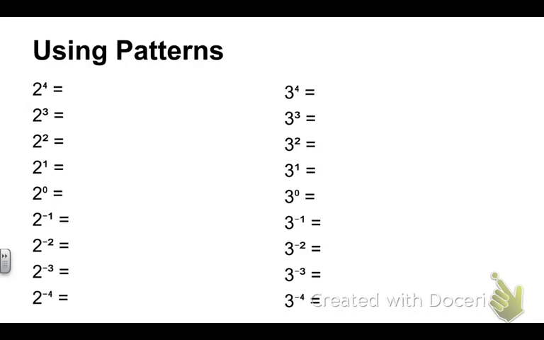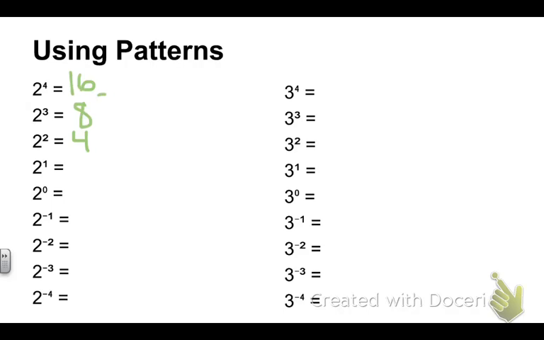Remember that 2 to the 4th means 2 times 2 times 2 times 2, which is going to give you a total of 16. And then 2 times 2 times 2 is 2 to the 3rd, which is 8. 2 squared is 4. Now I don't want to go any further. Alright, just look at it. Look at our pattern. As our exponents go down, what happens to our answers? 16 to 8, 8 to 4.